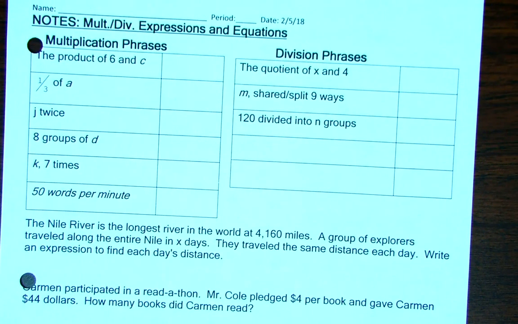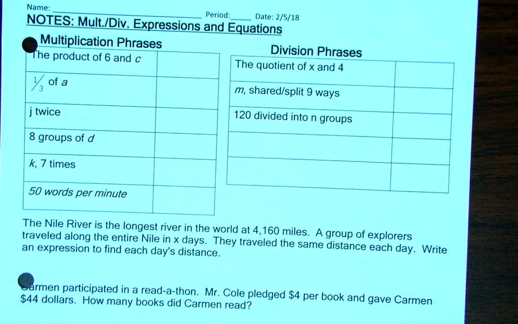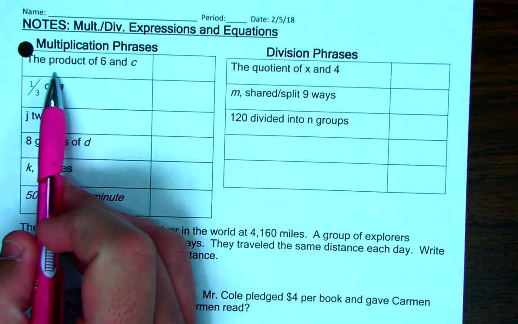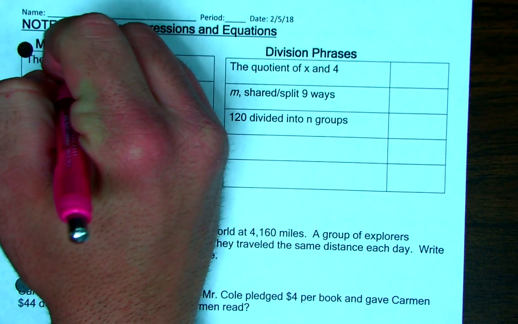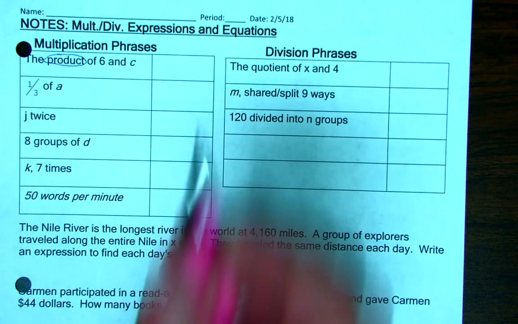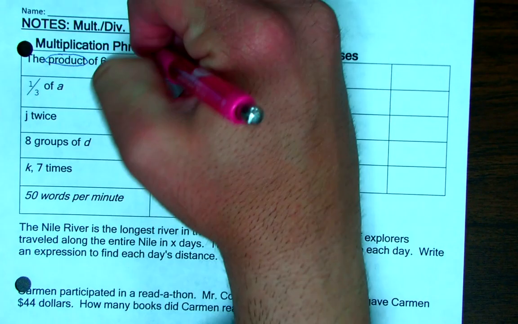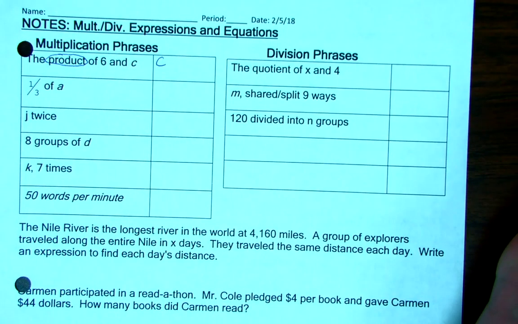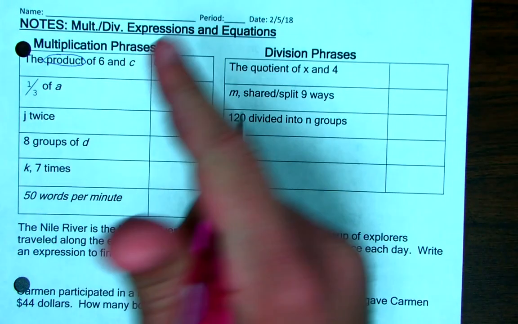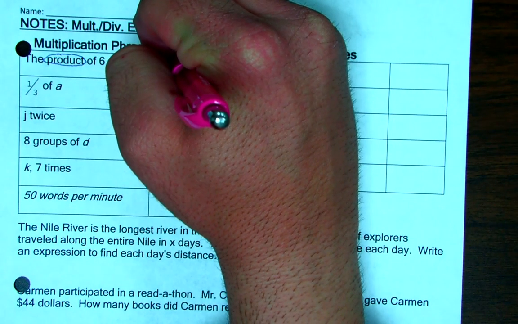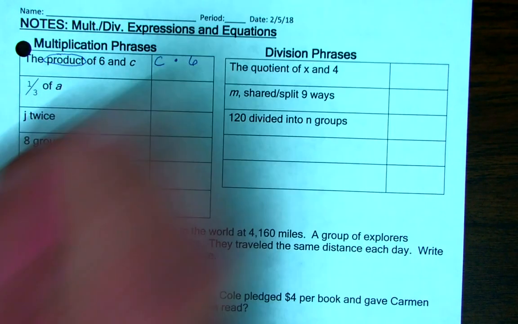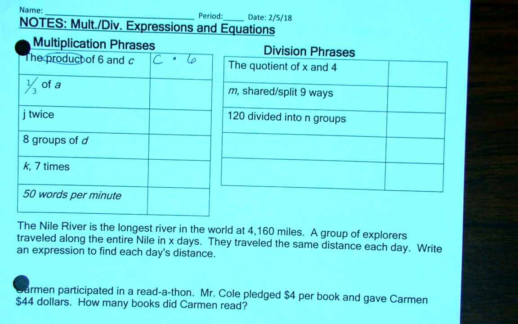Now we're going to talk about multiplication phrases. This first one says the product. Product means to multiply. Now yesterday, remember I had you put your variable, then your math symbol. In this case, product means to multiply, and then your number. Well, guys, multiplying and dividing is slightly different.